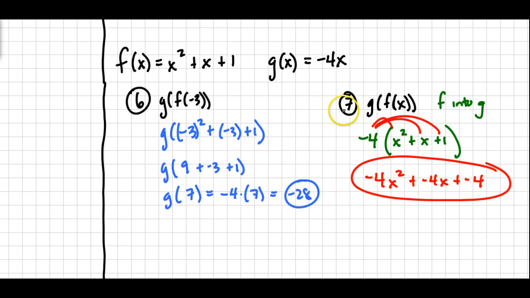The other question that I asked you to do was number 7 in the homework. This time you're going to plug f into g. So I'm going to focus on what g looks like. G looks like, because it's the second function, g looks like -4 times something. In place of something where the x should be, I'm going to replace it with all of that. So when I plug that in, the -4, to get rid of the parentheses, gets distributed. So I do -4x squared, -4x, and -4. So then I get a brand new equation.